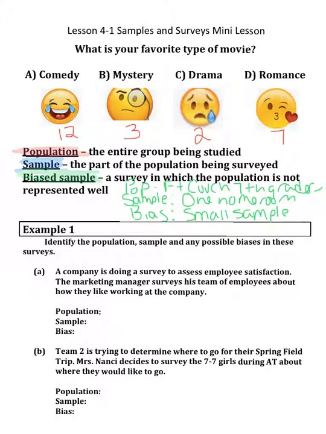So let's try example 1. So in example 1, we are asked to identify the population, the sample, and any possible biases in these surveys. So A, it says, a company is doing a survey to assess employee satisfaction. So are they happy with where they work and how they're compensated and all of those things. So it says the marketing manager surveys his team of employees about how they like working at the company.